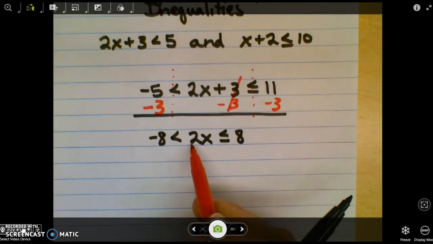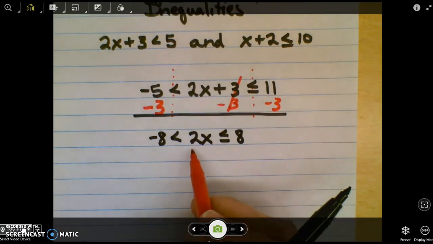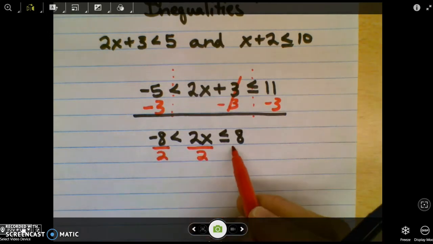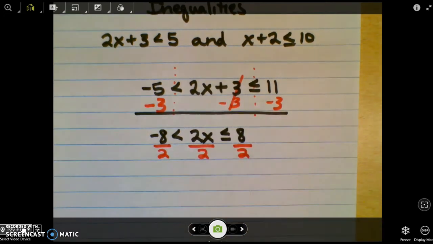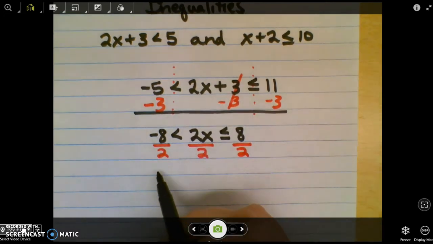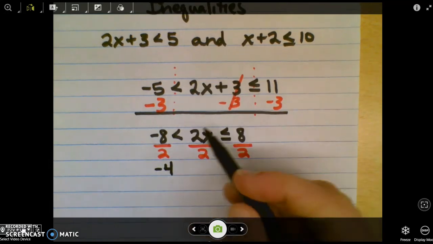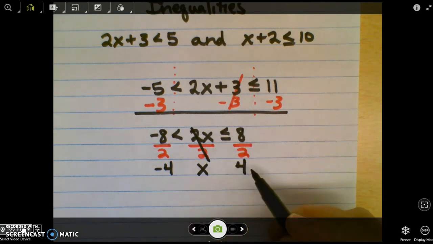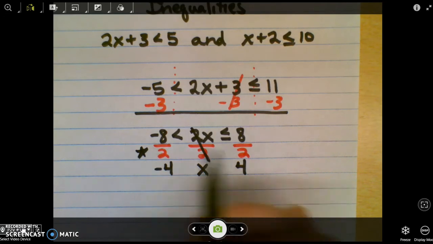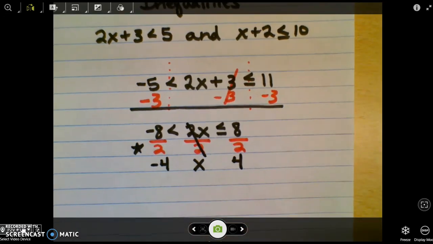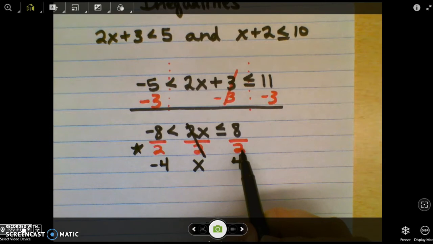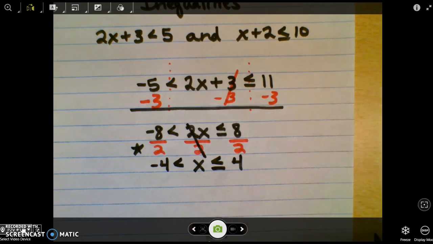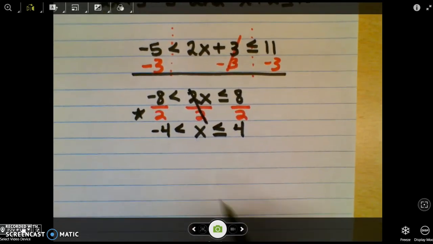Now we need to undo this multiply by 2, and we will do that by dividing by 2, and we are going to do all 3 sides. -8 divided by 2 is -4. The middle is x, and the right side is 4. Now here is where you have to remember if you need to flip the sign or not. And we're dividing by a positive, so the relationship still says less than and less than or equal to. And now we are ready to graph.